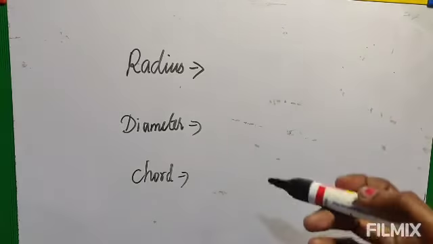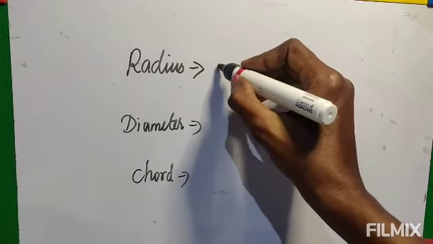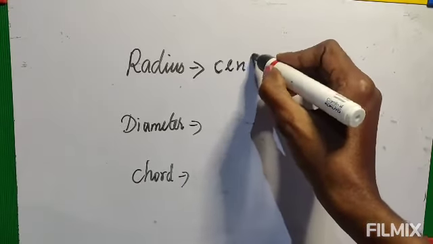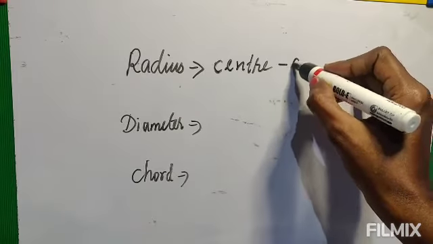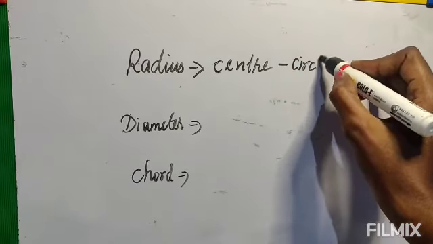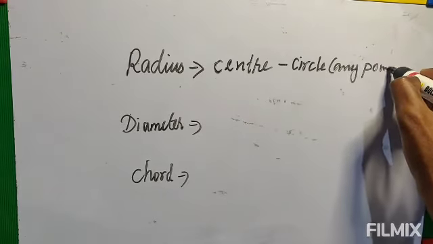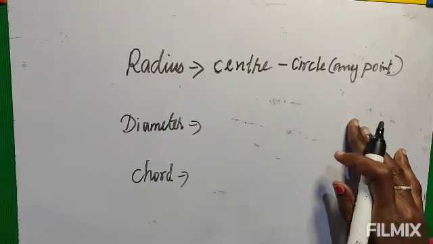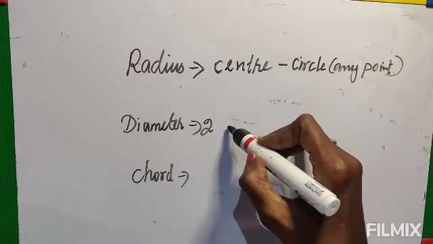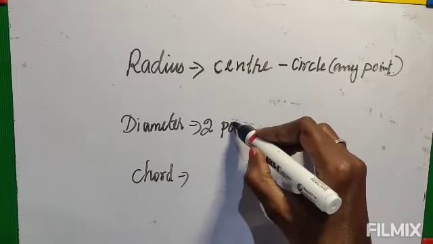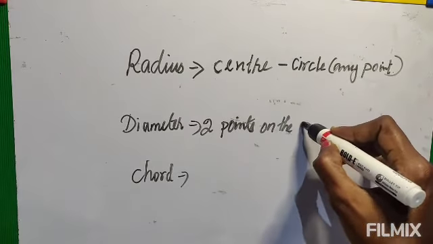Now I will make it clear: diameter, radius and chord. Radius is from the center to the circle, center to any point on the circle. That is the radius. Diameter is two points on the circle.